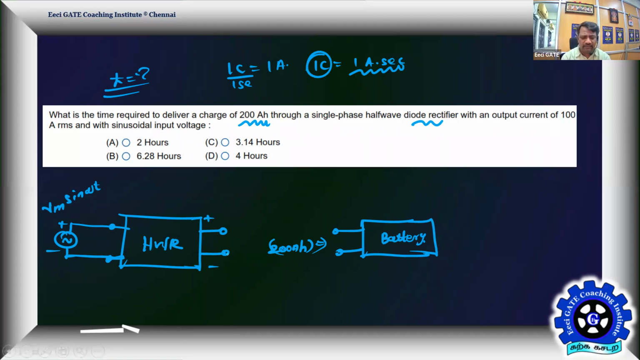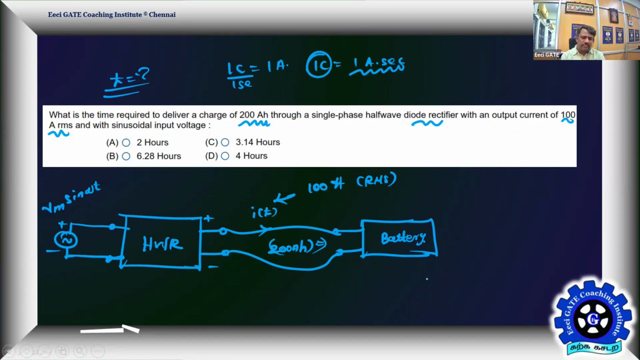Okay, you need to imagine this. When connected, there is a current charging the battery. That current RMS is given. What is that? The RMS current magnitude is 100 amps. This current has an effective value of 100 amps. So 100 amps RMS current is charging the battery. The half wave rectifier has to deliver 200 ampere hours of charge to the battery. So how many hours does it need?